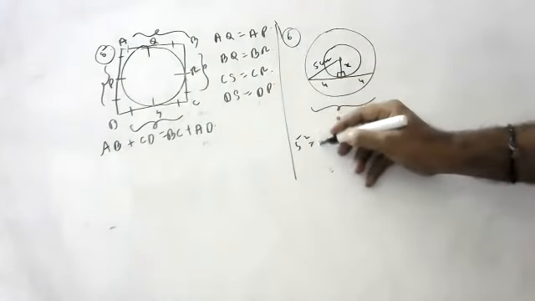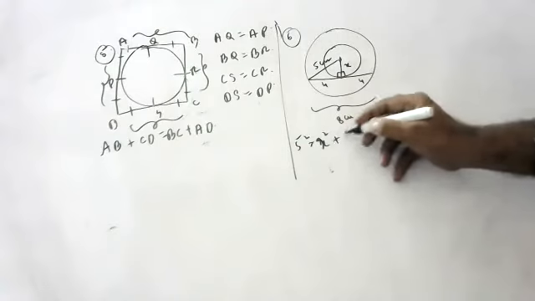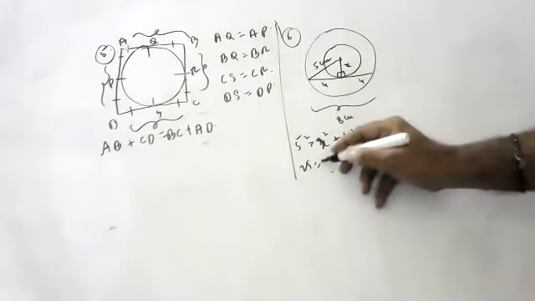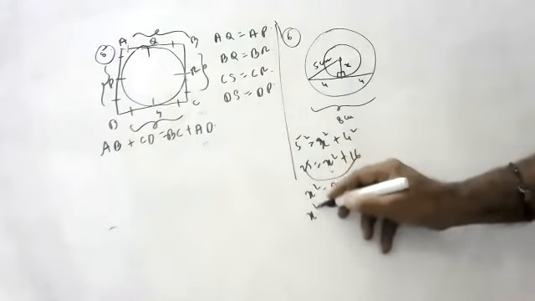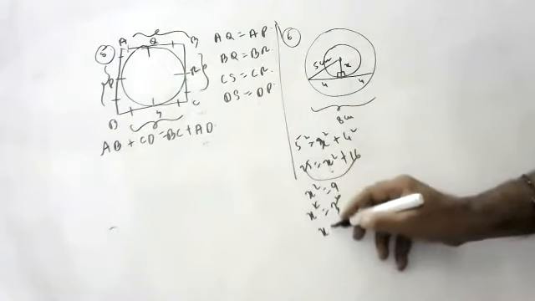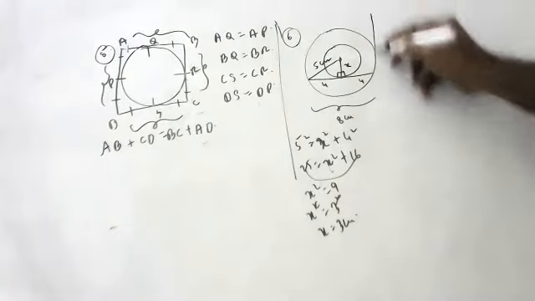By Pythagoras, 5 squared is equal to x squared plus 4 squared. 25 is equal to x squared plus 16. x squared is equal to 25 minus 16, which is 9, so x is equal to 3 centimeters. 3 centimeters is the radius of the small circle.